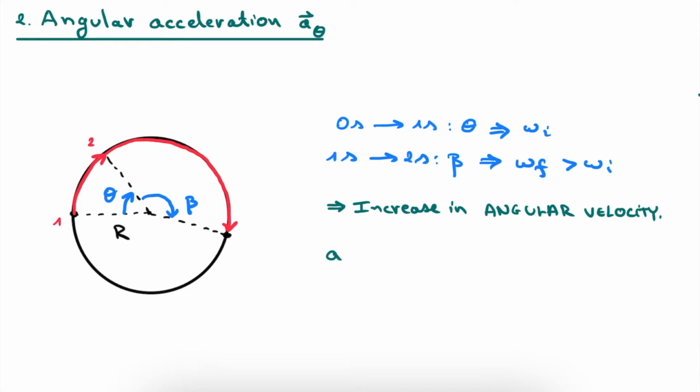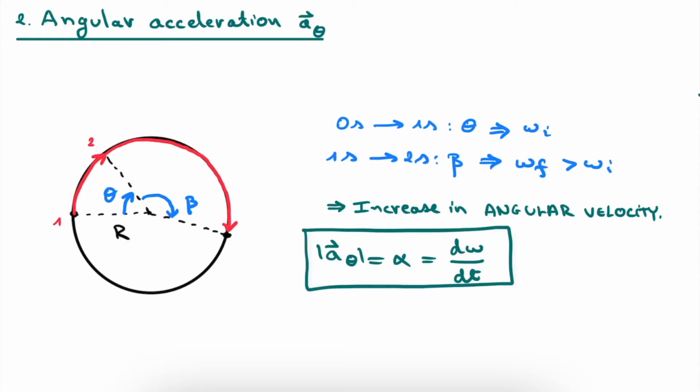And we know that an increase in velocity, no matter what kind of velocity, can be written as an acceleration. And in this sense, we have, of course, the angular acceleration, which we denote as being alpha. And of course, this is simply the change of angular velocity with respect to time. And this is, of course, the first formula that we find for the first type of acceleration, namely angular acceleration.